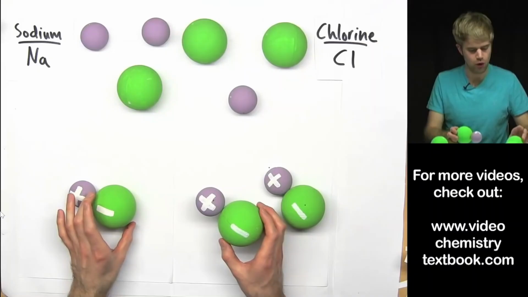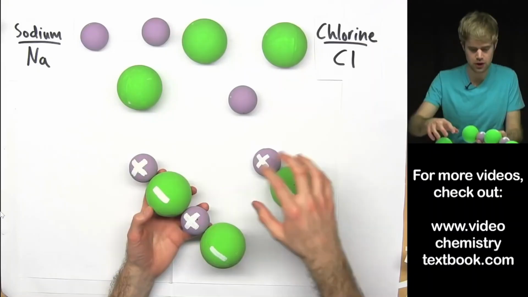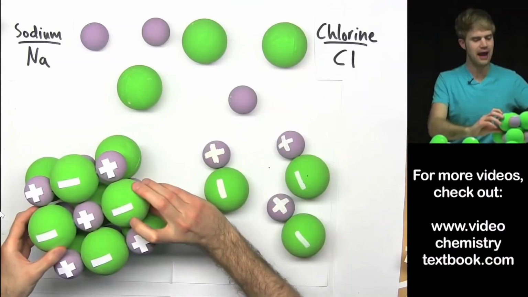And then there's this guy over here, and this positively charged sodium could be attracted to this negatively charged chloride, and this negative charge could be attracted to this positive charge. So this will come together just like here, and so we start building a much bigger shape. If we get a bunch of these sodium and chlorine atoms getting charges and coming together, we're going to end up with a shape like this. This is called a lattice structure.